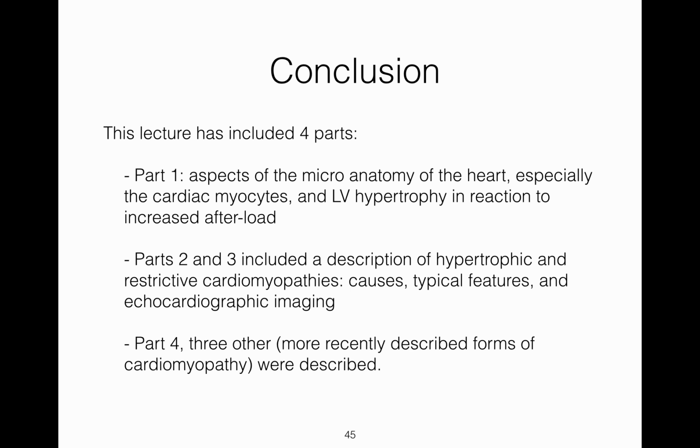In conclusion, this lecture has included 4 parts. Part 1 included aspects of the microanatomy of the heart, especially cardiac myocytes, and details related to LV hypertrophy in reaction to increased afterload. Parts 2 and 3 included a description of hypertrophic and restrictive cardiomyopathies, their causes, typical features, and echocardiographic imaging. Finally, in Part 4, 3 other more recently described forms of cardiomyopathy were described.